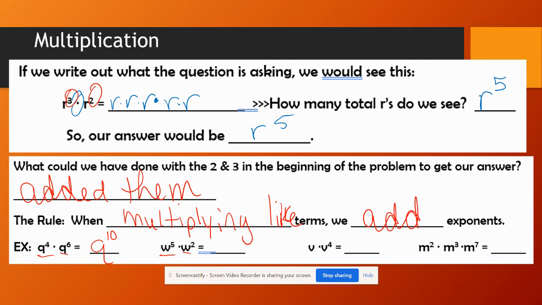We have our same bases of w and w. 5 plus 2 is 7. So our answer would be w to the 7th. Be careful with these ones. If there's no exponent there, remember it's an invisible 1. So I go ahead and write those ones there just so I don't forget. Both of them are base v, so 1 plus 4 is 5. And then all of these are base m, so 2 plus 3 is 5. 5 plus 7 is 12.